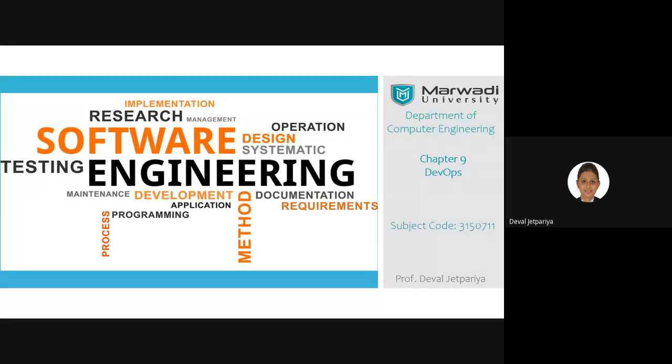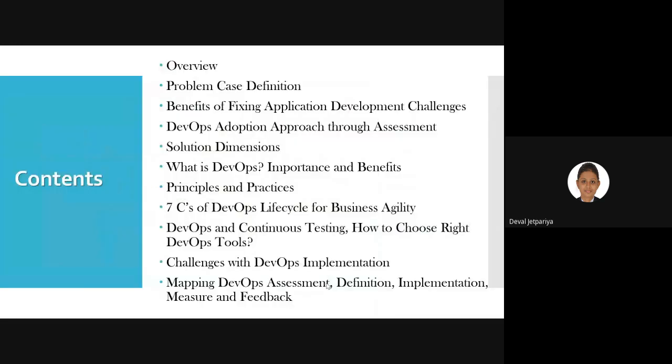So let's see what are the things we are going to learn in this unit. These are the contents. Actually, there are so many lists, but don't worry, the chapter is small. Problem case definition, benefits of fixing application development challenge. After that, DevOps adoption approach. After that, solution dimension. Then we'll see what actually the meaning of DevOps is. After that, principle and practice. Then the 7C of DevOps. After that, DevOps and continuous testing. So the same approach we are going to apply on testing, on agility, on implementation, in short everywhere, just to see how it will be beneficial. So let's see one by one.